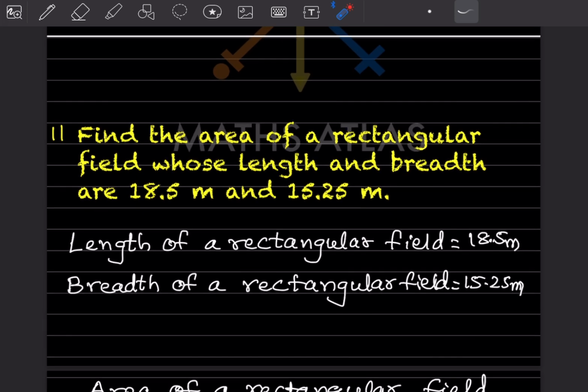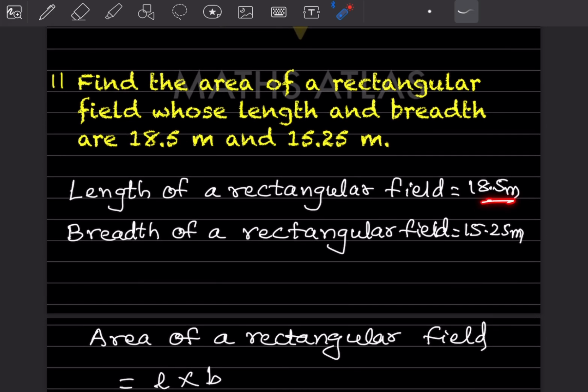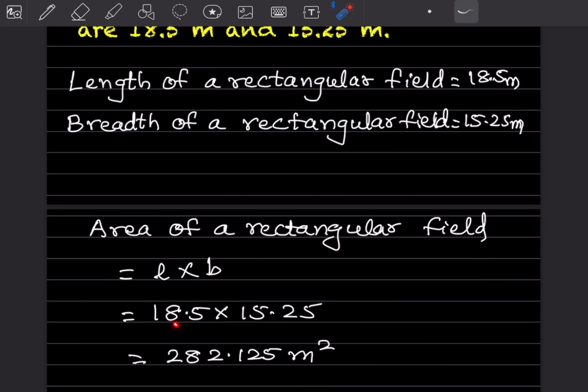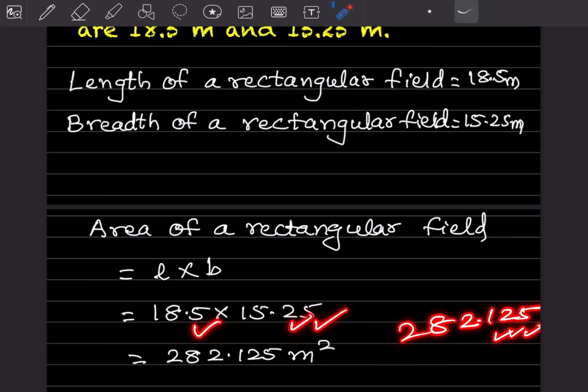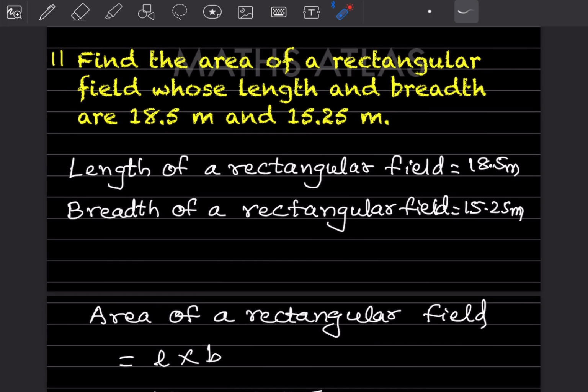Find the area of a rectangular field whose length and breadth are 18.5 meter and 15.25 meter. So length of a rectangular field is 18.5 meter and the breadth of a rectangular field is 15.25 meter. So the area of rectangular field is going to be length into breadth. So you are going to multiply 18.5 into 15.25. You will get here 1, 2, 8, 2, 1, 2, 5. So 1, 2, and 3, and put a decimal over here. So that is going to be 282.125 meters square, because this is the area. So that should be in meters.